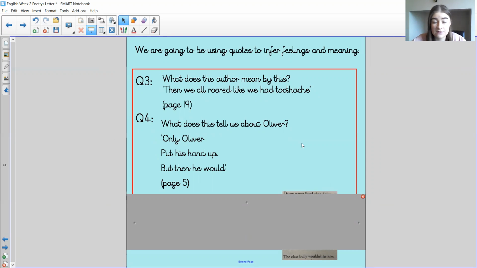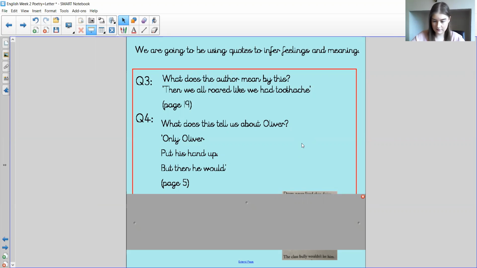What does this tell us about Oliver? Only Oliver put his hand up. Then he would. He would what? He would put his hand up. I think that's what that's saying. Let's have a read around the quote to get more information.